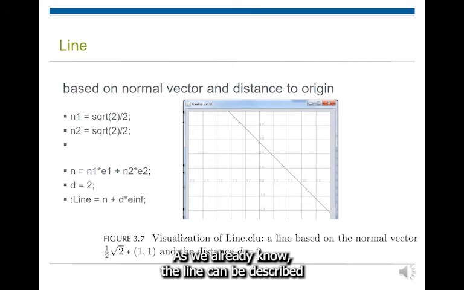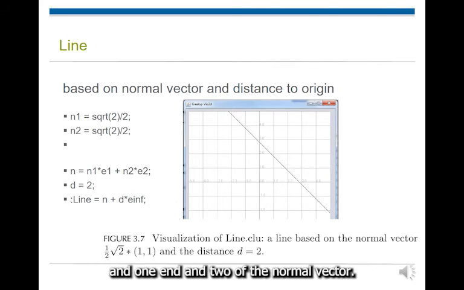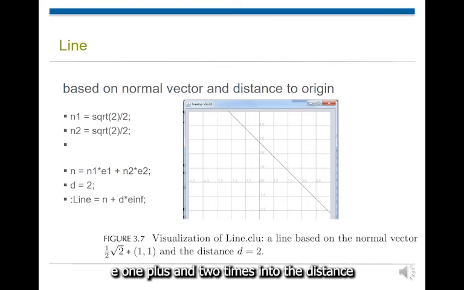As we already know, the line can be described based on the normal vector and the distance to the origin. First, we define the coefficients n1 and n2 of the normal vector. The normal vector then is a linear combination n1 times e1 plus n2 times e2. The distance to the origin d should be 2, and then the line can be defined as n plus d times e infinity.